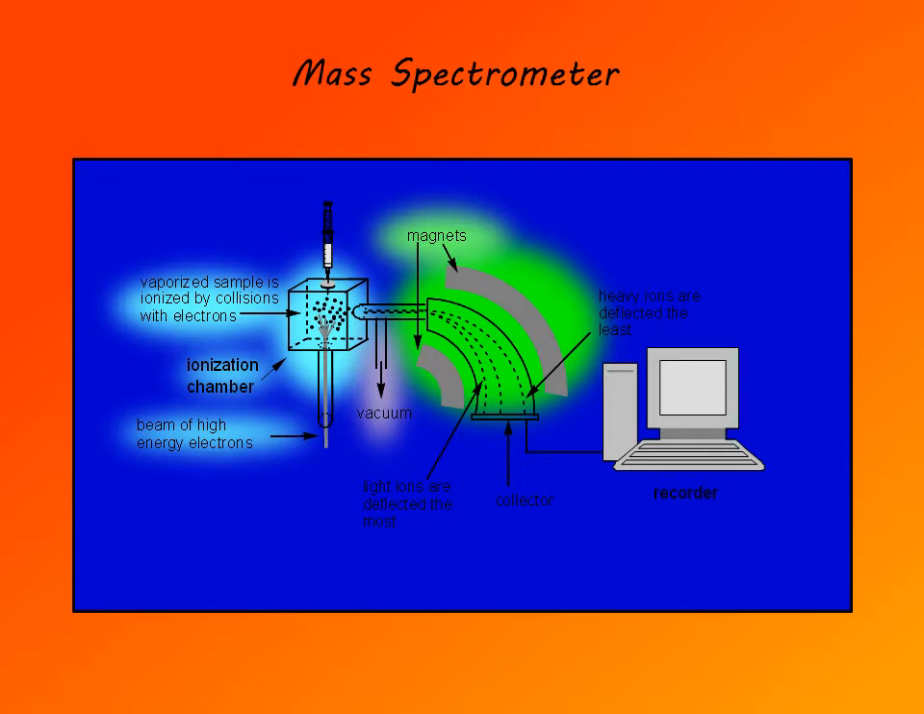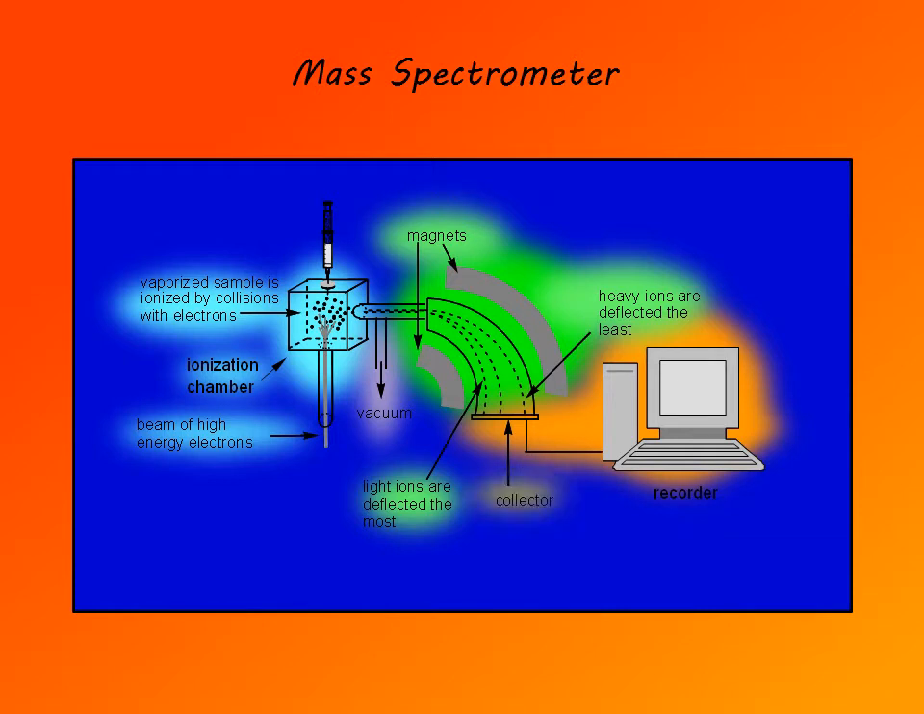So they are deflected in the magnetic field. The magnitude of deflection depends on the mass of each particle. Light ions are deflected by the greatest amount in that magnetic field, while heavy ions are deflected the least. Ions then hit a collector, where each hit is recorded. The collector records each hit and sends that information to a computer, which then plots the outcome as a histogram, as the abundance, the amount of hits at each molecular mass.